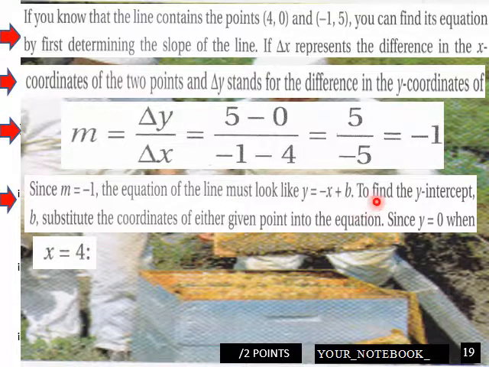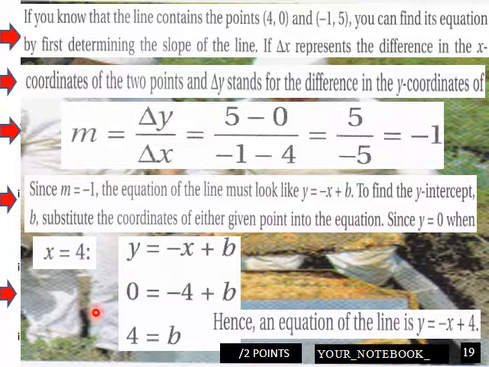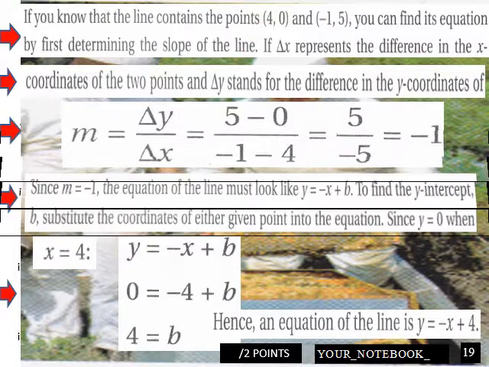X equals 4 up here, so you substitute in: 0 equals -4 plus b, so b would equal 4. This will be the equation of the line that contains these points.